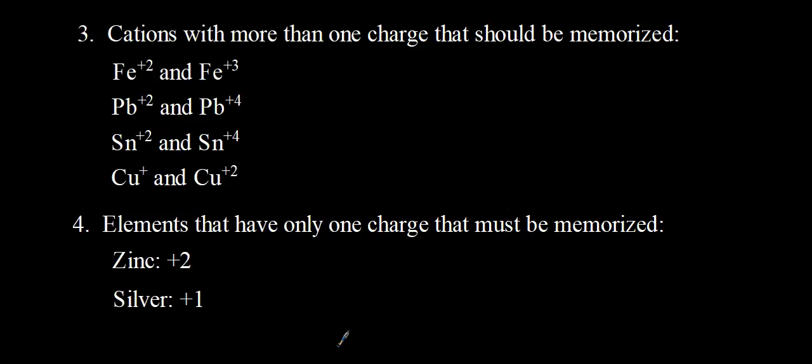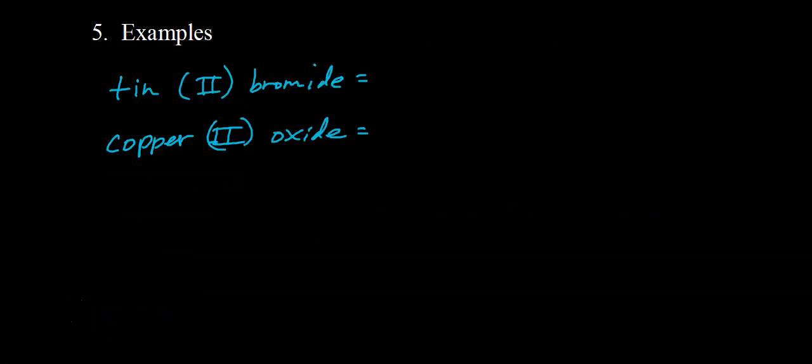Number 4, there are a couple other metals to be careful of. We can't determine their charge from the periodic table, so you just need to memorize them. Zinc has a charge of +2. Silver has a charge of +1. Again, all of these are on the flashcards I gave you, so you should already have these memorized. All right, here's a couple examples. Let's write the formula for tin(II) bromide.